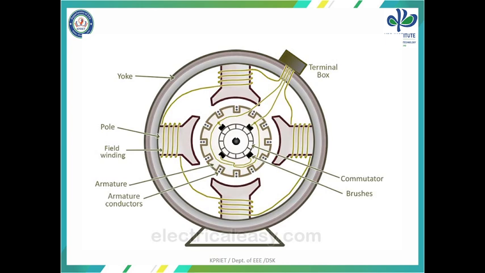Next, this is a diagram where we have seen the terminal box and the yoke system also. This terminal box is used to provide the power supply for both the field coils as well as the armature coils, and we have a commutator, brushes, and a yoke system for the protection of the inside coils from external disturbances like moisture as well as dust, etc. And field system, armature coil, armature conductors.